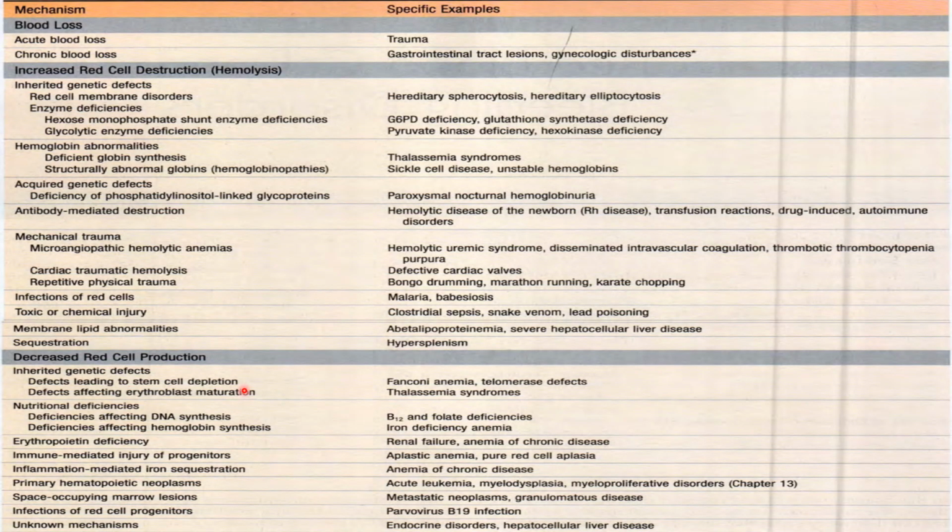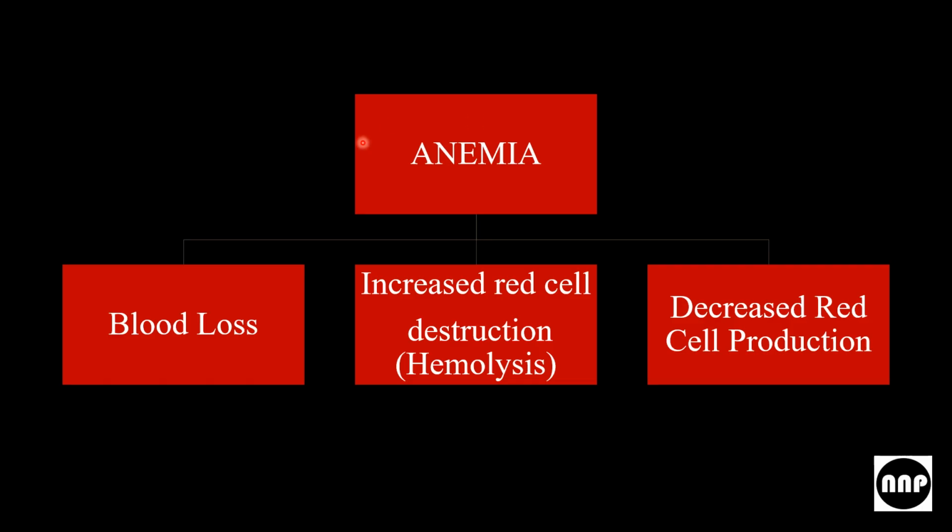So we have this classification on the basis of mechanism given in Robbins. We will be seeing a mnemonic for this particular thing. On the basis of mechanism, we have three classifications. Anemia can be due to blood loss. Anemia can be due to increased red cell destruction or hemolysis. Anemia can be due to decreased red cell production.